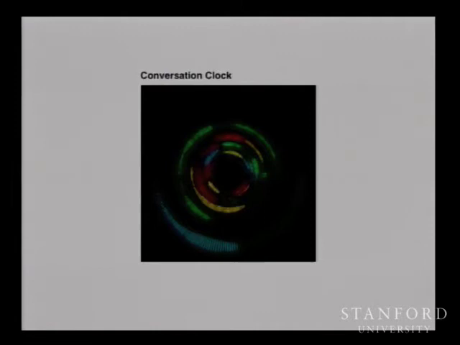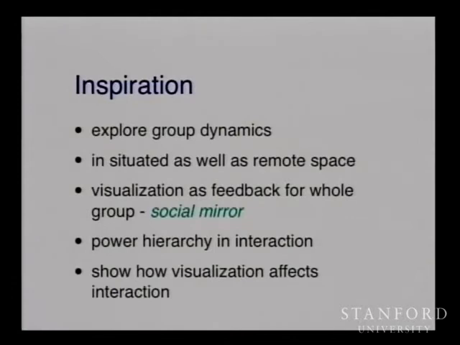Conversation Clock is essentially a table. The first version ran with four spaces. The idea is to mediate face-to-face co-located interaction. The inspiration really was wanting to explore group dynamics, because there's a lot going on between differences in conversation between two people versus three, four, five, and obviously further on. We wanted it to be co-located as well as a remote space, so you could use these tools remotely, but you could also use them in the same space.